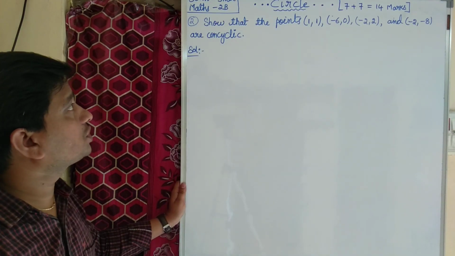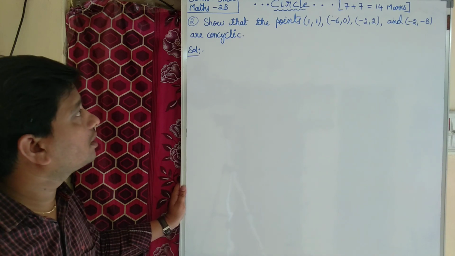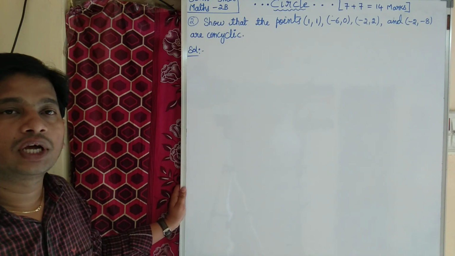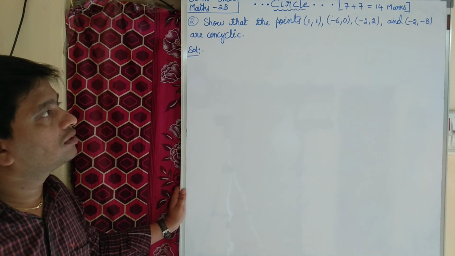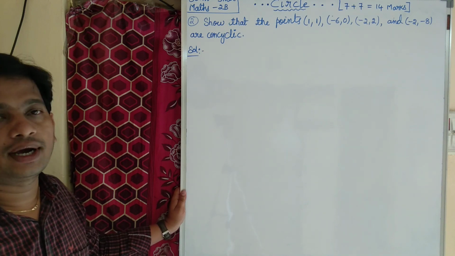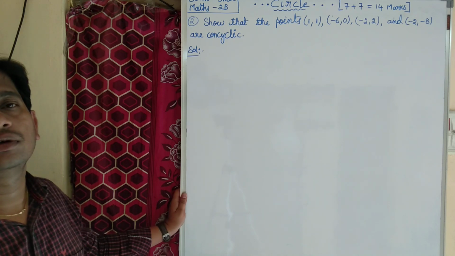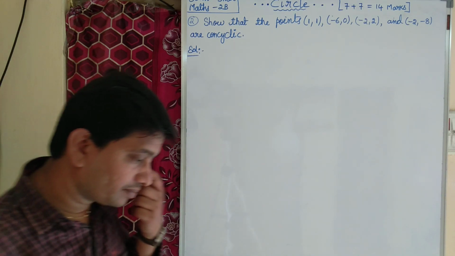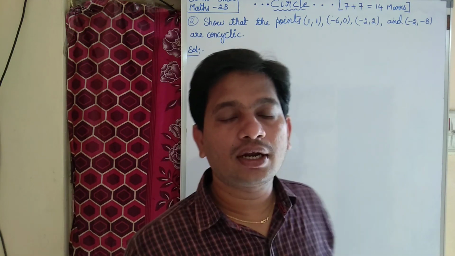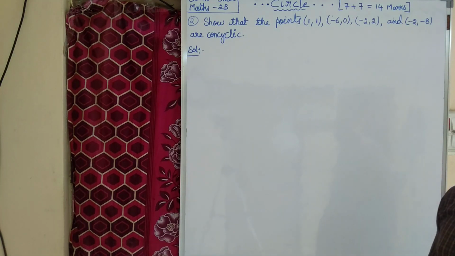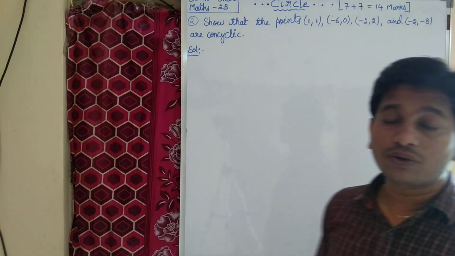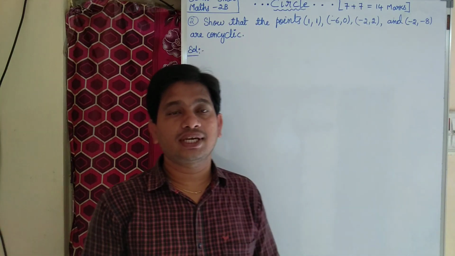Now coming to the second question: show that the points 1, 1, minus 6, 0, minus 2, 2 and minus 2, minus 8 are concyclic. Children, what do you mean by concyclic? I mean they are lying on the same circle. Okay. So this is the most important question, to show that the points are concyclic.